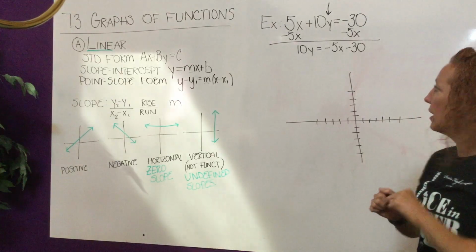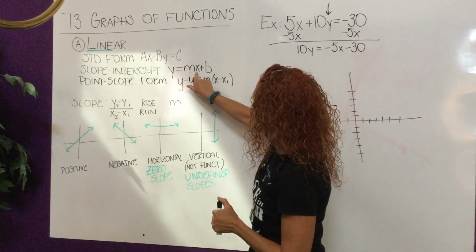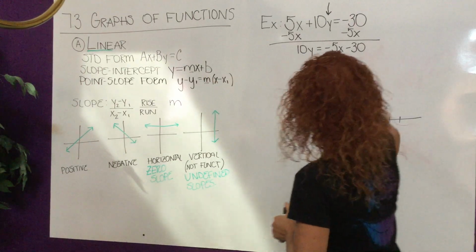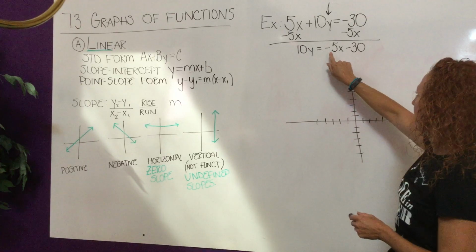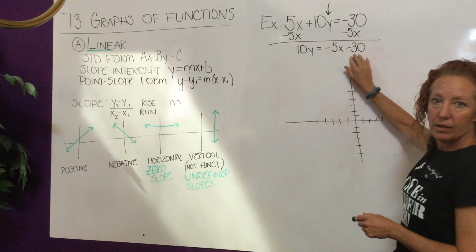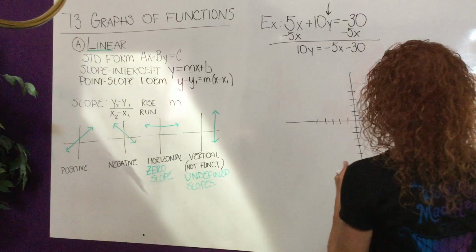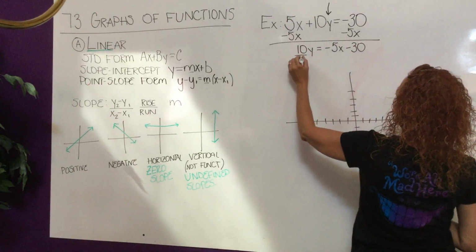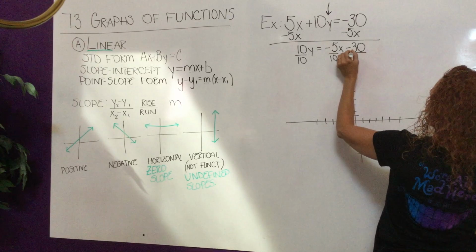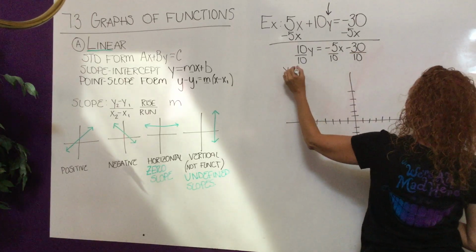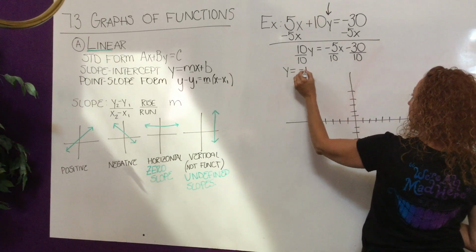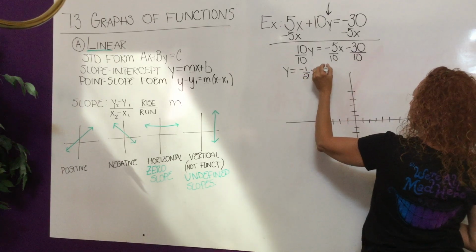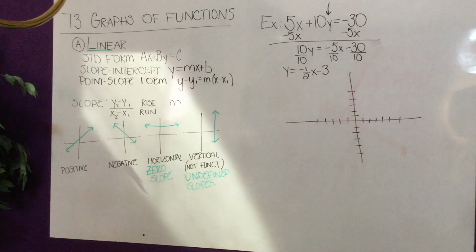Because our formula is y equals mx plus b, I'm going to write the negative 5x before the negative 30. So it's going to be something x and then a constant number in the back. Divide by 10, divide by 10, divide by 10. So y equals negative 5 over 10, which reduces down to negative 1/2 x, and then we have a minus 3. Think about what it is we're going to do first.